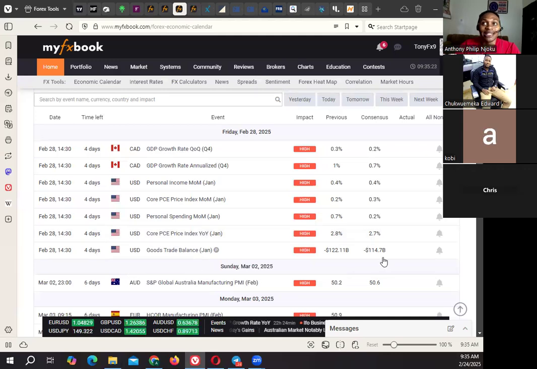Then the goods trade balance has to do with total exports minus total imports. If there is a surplus in exports, then it is good for the currency. But if there are higher imports than exports, it is bad for the currency. Based on what I can see here, we had a trade deficit of $122.11 billion, but it improved. Analysts are saying that it will improve to 114.7 billion, which means that exports were more than imports.